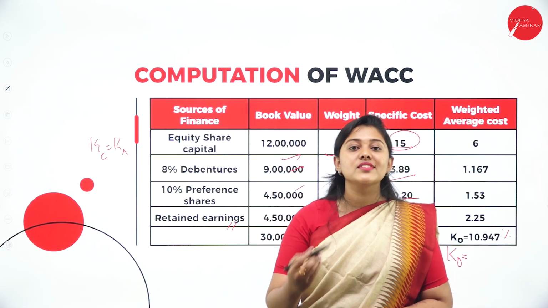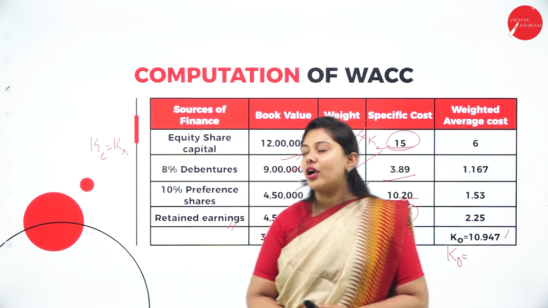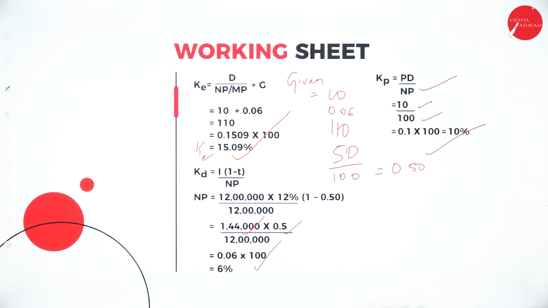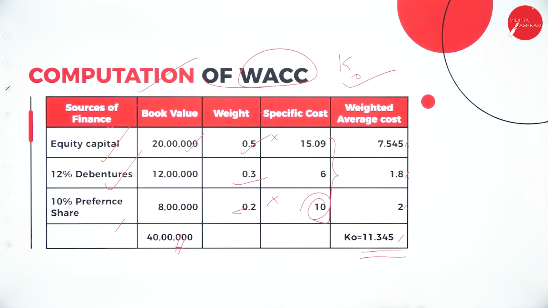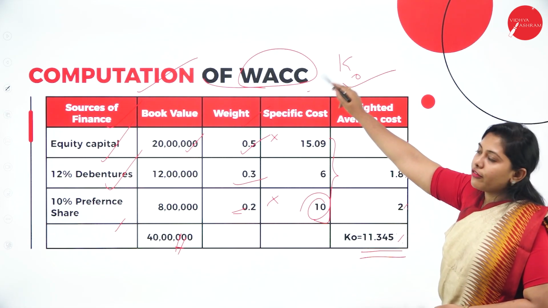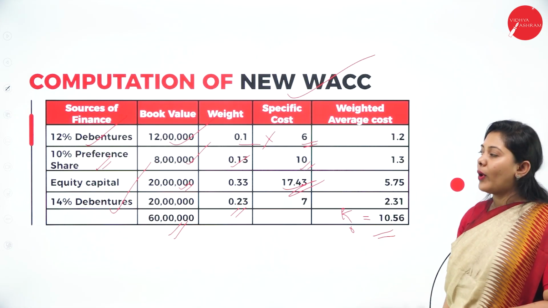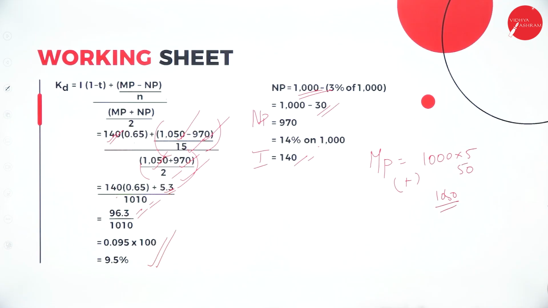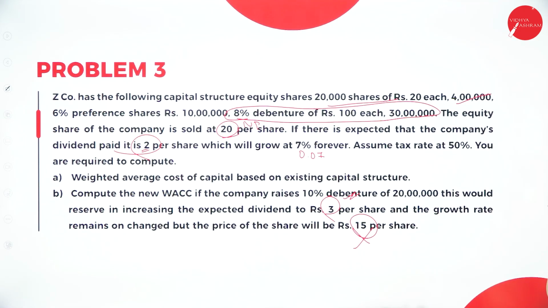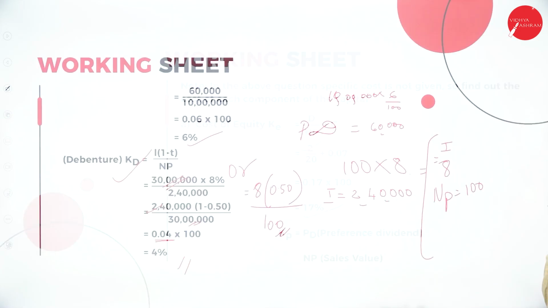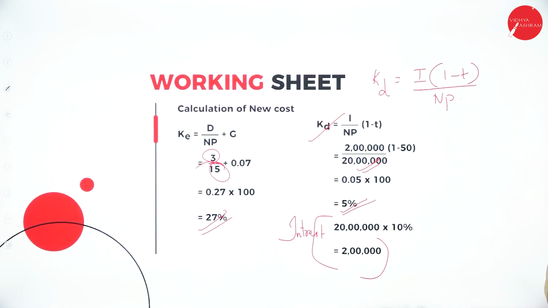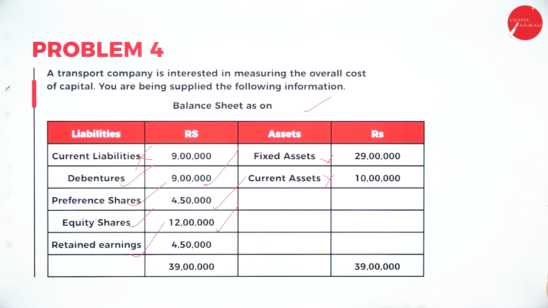So I'll just move out of the screen, my dear students. Kindly take a screenshot. Problem number 1. Working sheet. Cost of equity, cost of debt, computation of WACC. This is your computation of WACC. Computation of new WACC. Problem 2. Problem number 3. Problem number 4.